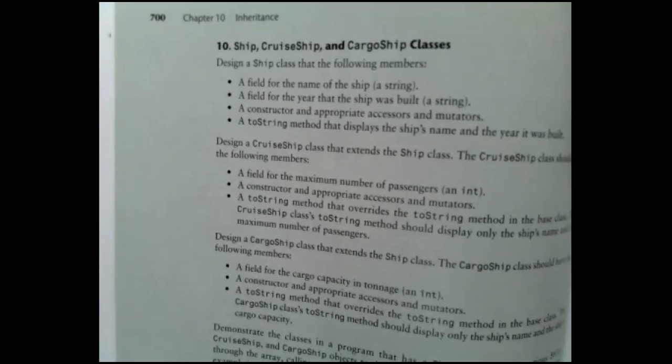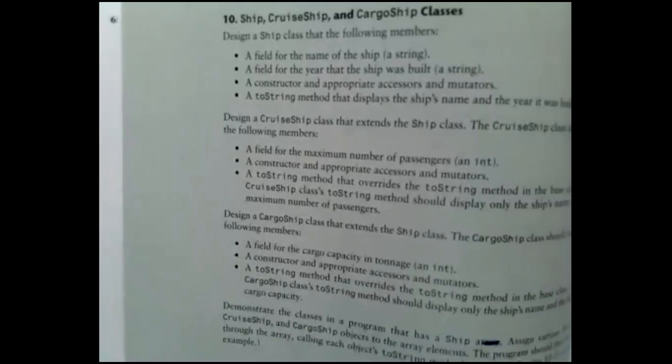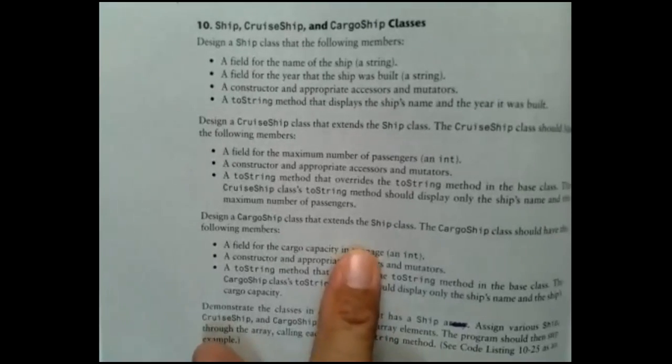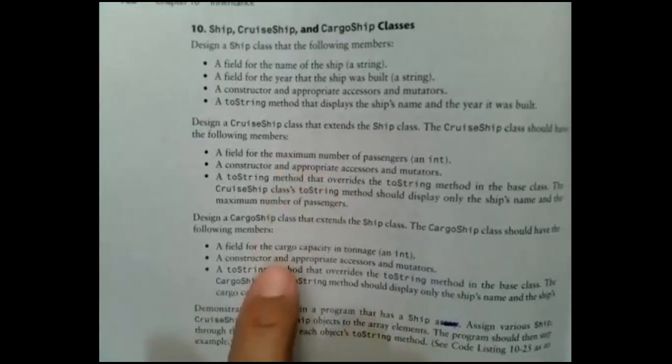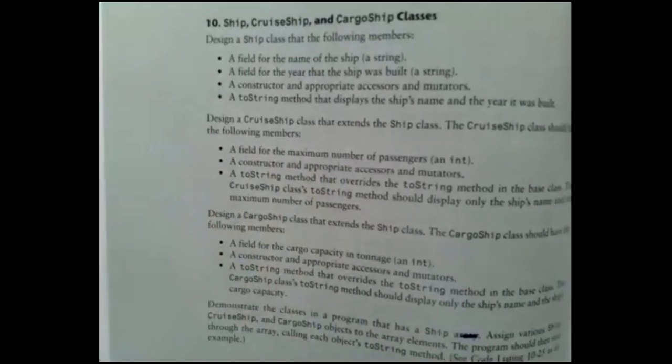Hopefully by now I say that and you're going, yeah, I can do that. And I can name that tune in five notes. Nothing in there is a surprise. Design a cruise ship that extends ship. Design a cargo ship that extends ship. Okay, so here are the UML charts for each of these. These two are subclasses of ship.